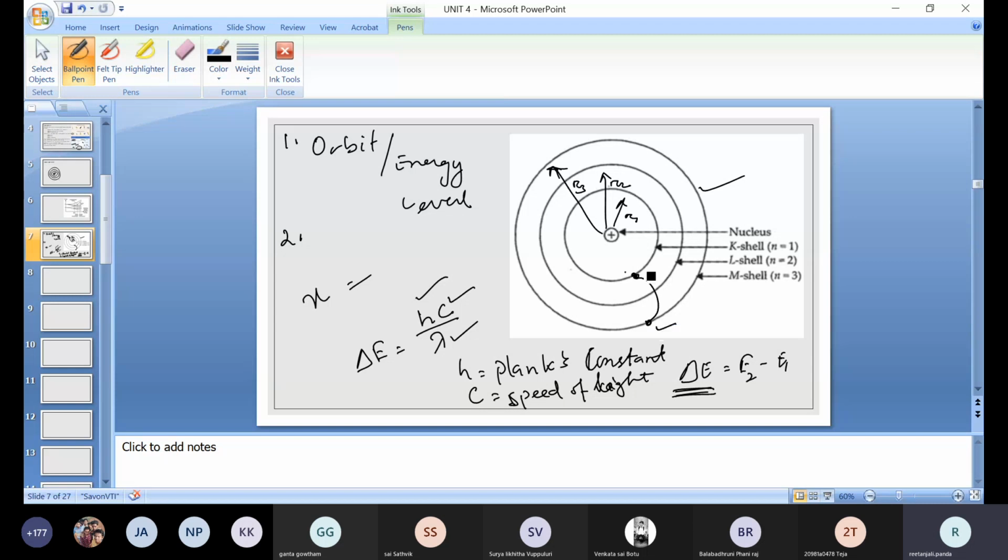And the fourth postulate says that the angular momentum of the electron is quantized, meaning fixed. What do we mean by angular momentum here? Angular momentum means what?